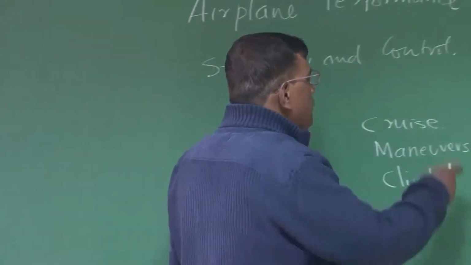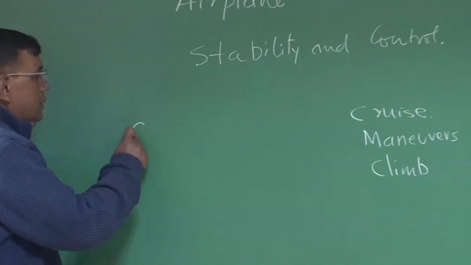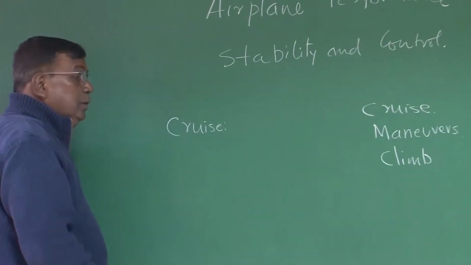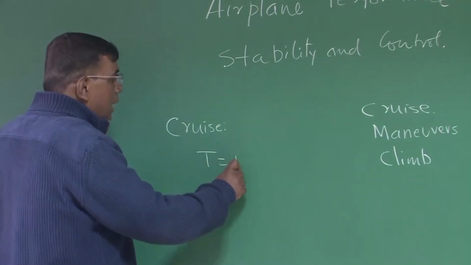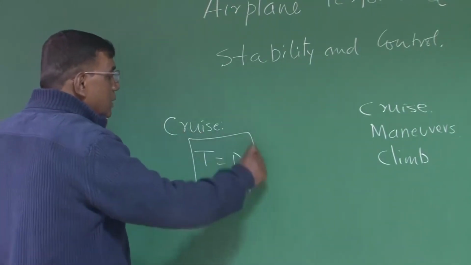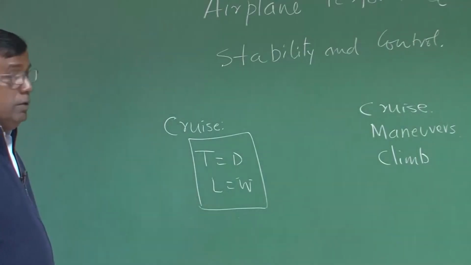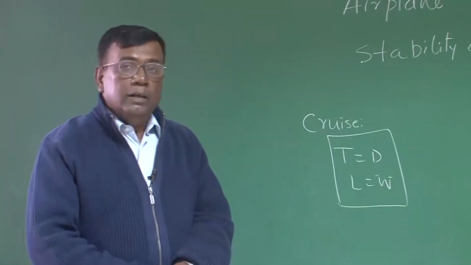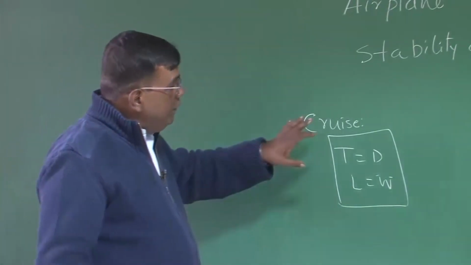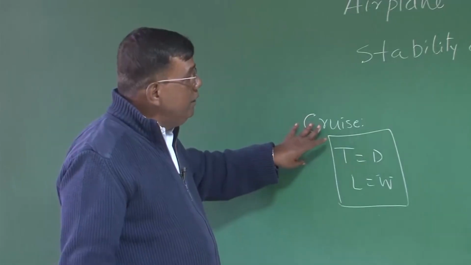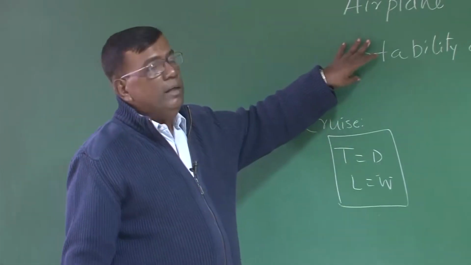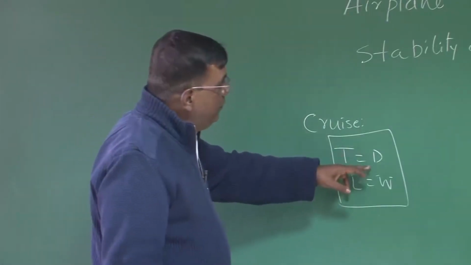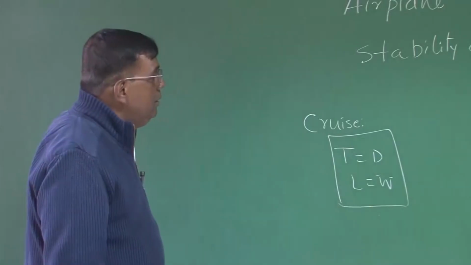And if I look at cruise, I know in cruise the thrust equals drag. So if you see here, there are 4 forces which are responsible to define a cruise. Of course, we are assuming that when I am talking about cruise, the aircraft is statically and dynamically stable, right?